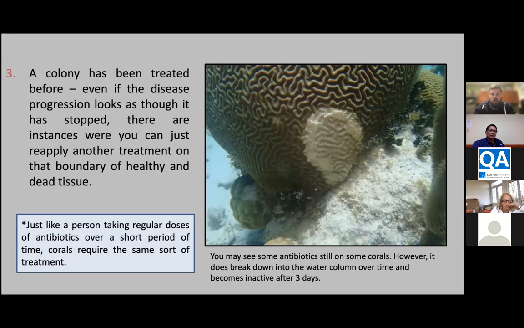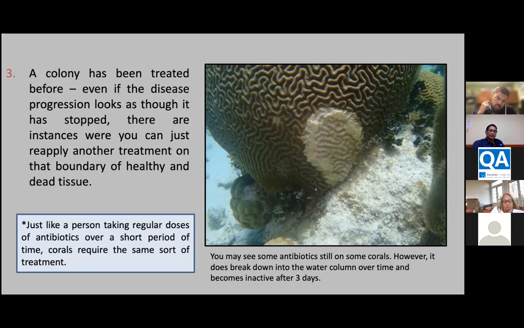And also, I think a third reason would be if the colony's been treated before, if it looks like the disease has broken past the treatment barrier, you may just want to touch it up with a little bit more treatment. In the long run, it doesn't use that much more, and it gives the coral a better chance at surviving that particular lesion, which will be good.